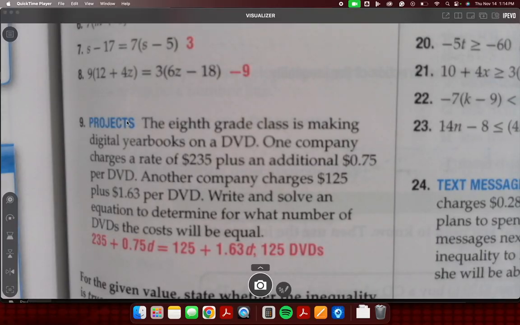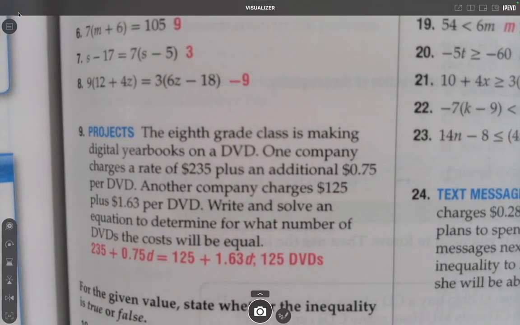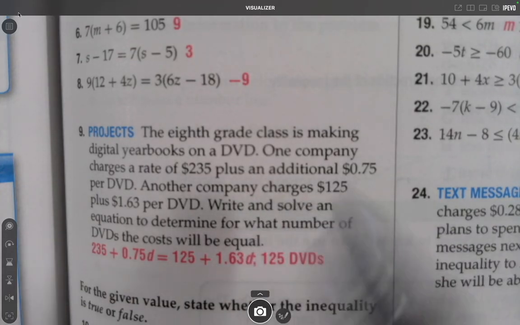For number 9, I felt it would be best to show you what the book says and then talk through it. So the 8th grade class is making digital yearbooks on a DVD. One company charges a rate of $235 plus an additional 75 cents per DVD. So let's pause and talk through that.